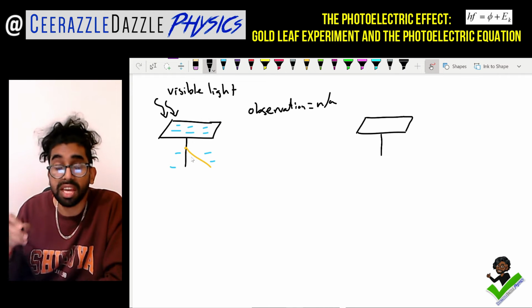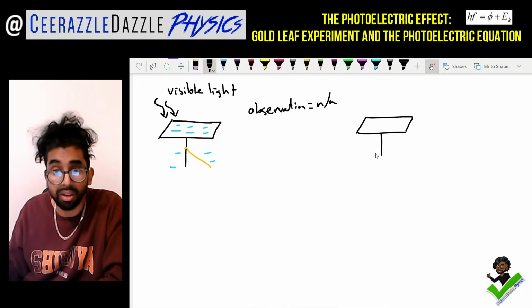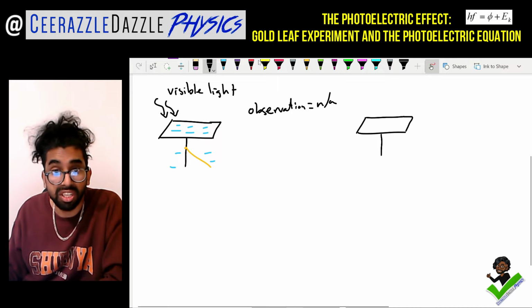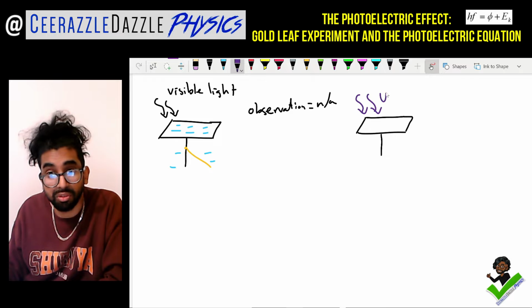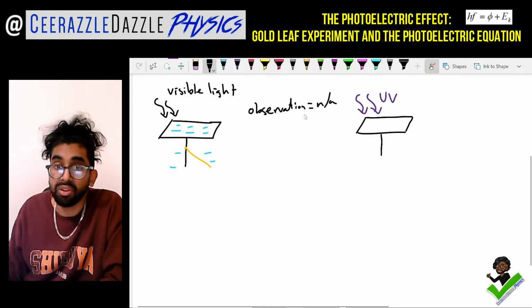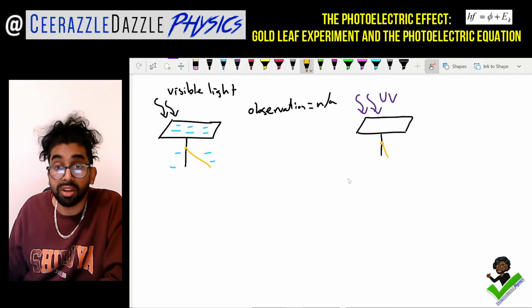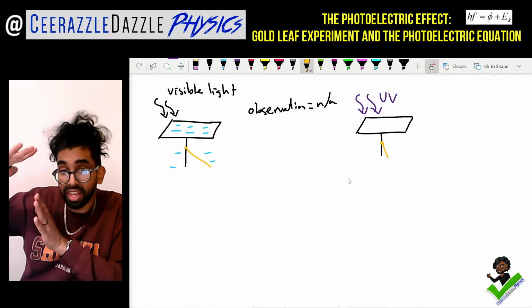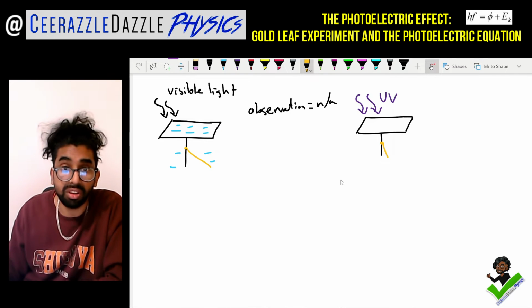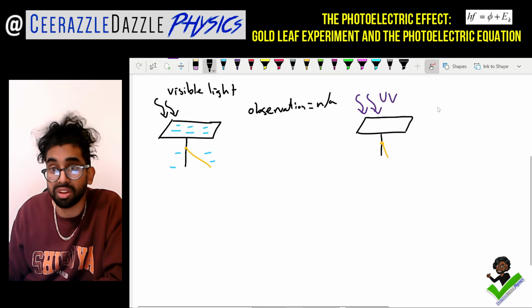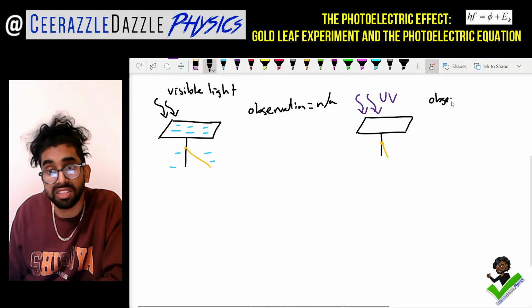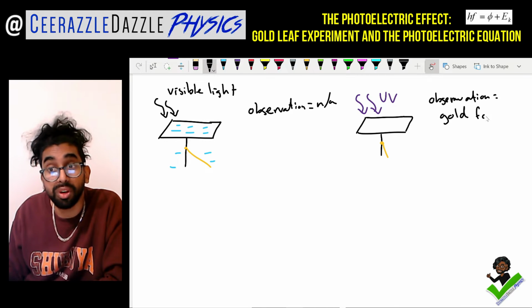But something interesting happens when we shine ultraviolet light onto that top plate. So look, on this diagram over here, we're going to shine ultraviolet light. So I'm going to put it as UV onto here. And we notice that what happens? Well, look, the gold bit of foil over there has dropped down. So the observation now in this example is that the gold foil falls down. There we go, falls down.